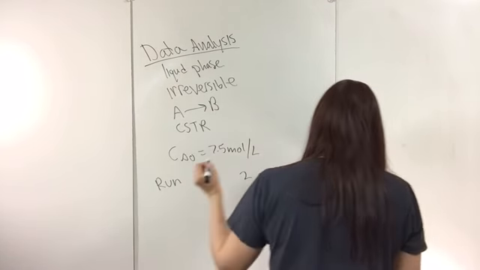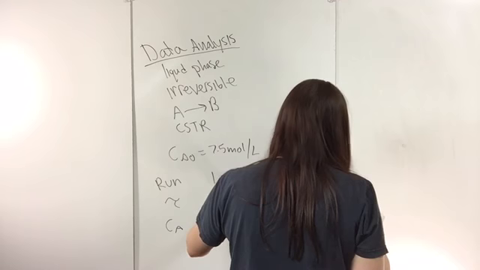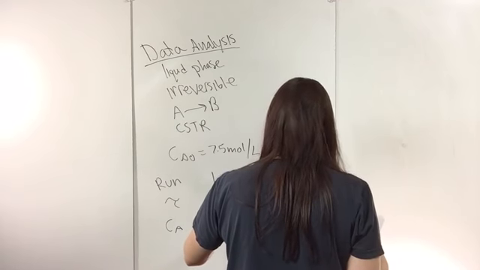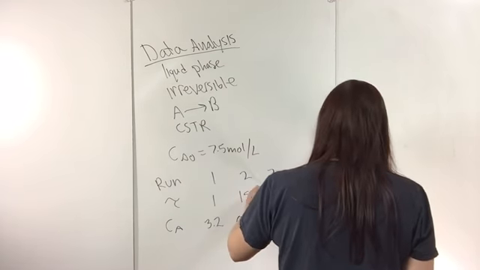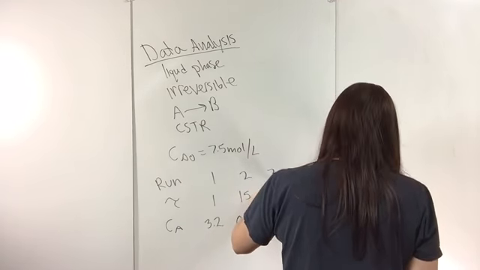So when tau was 1, Ca was 3.2. When tau was 15, Ca was 0.72. When tau was 30, Ca was 0.46. And when tau was 100, Ca was 0.21. And then it says determine the reaction order and the rate constant.